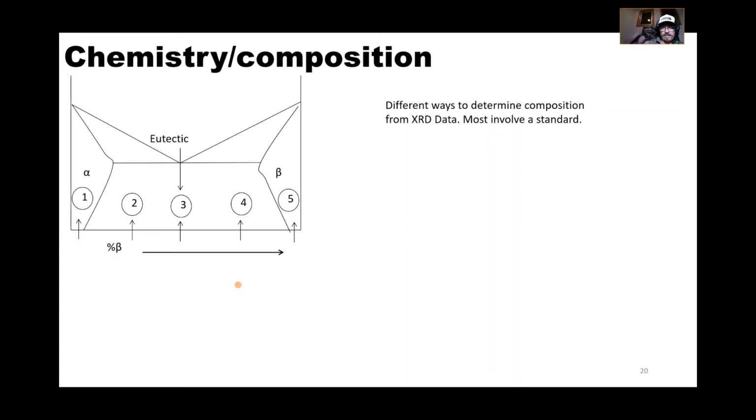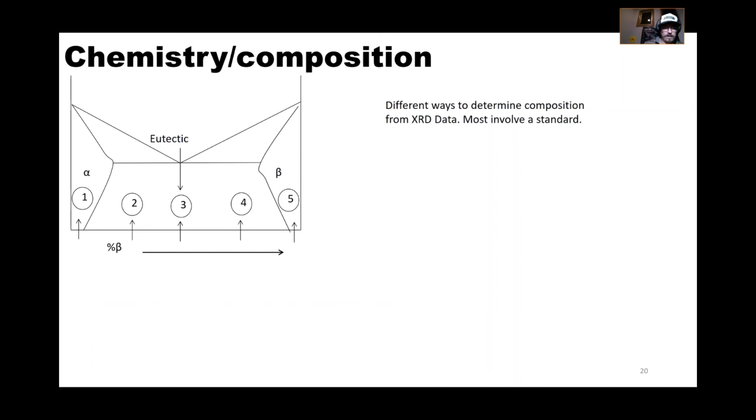There are different ways to determine composition from XRD data. Most of them involve a standard. And let's see, I can draw. Okay, so let me erase it. I'm embarrassed, but I'm not going to edit this out, I don't think.